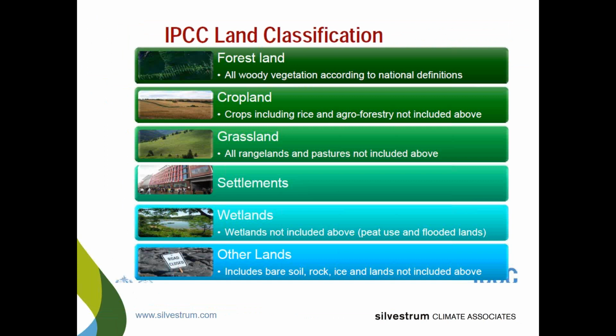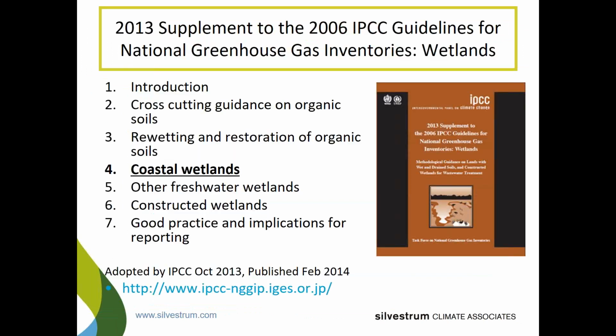The IPCC 2013 supplement, the wetlands supplement, provides guidance on terrestrial as well as coastal wetlands. It primarily focuses on cross-cutting guidance for organic soils in terrestrial systems, but also rewetting. But under chapter 4, there's guidance provided to those wishing to do the inventory related to coastal wetlands. There was also additional guidance on other freshwater wetlands, constructed wetlands, and good practice for reporting.